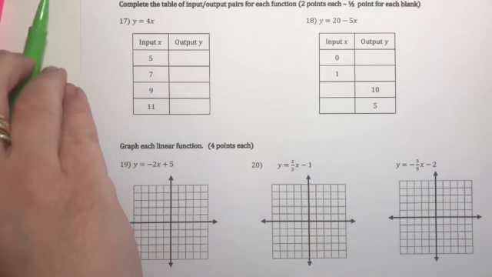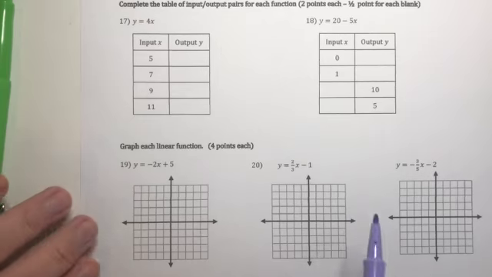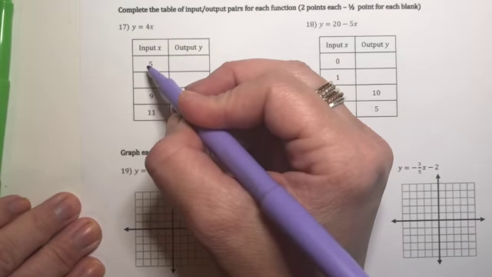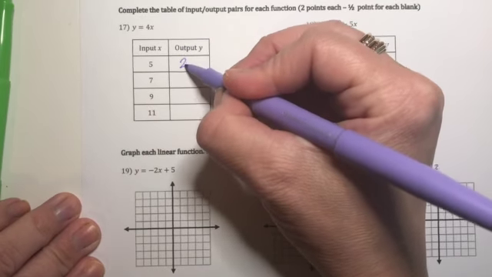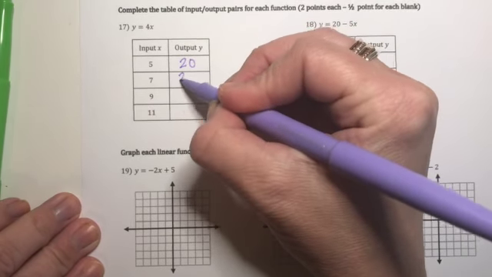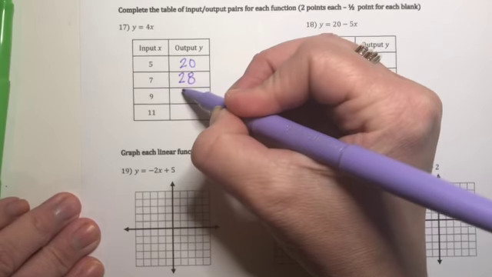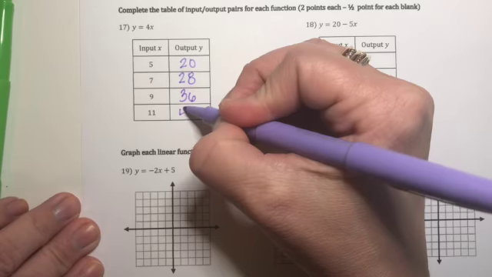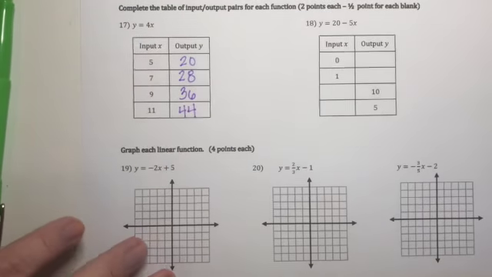Okay, in the table, it's giving us the input and then wanting us to find the output. And it's 4 times whatever x is. So 4 times 5 is 20. 4 times 7 is 28. 4 times 9 is 36. 4 times 11 is 44.